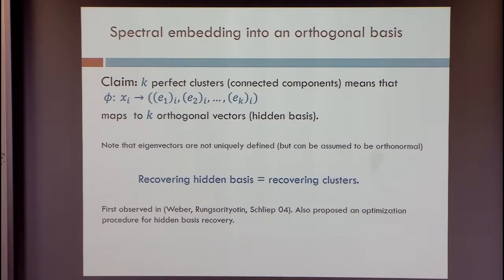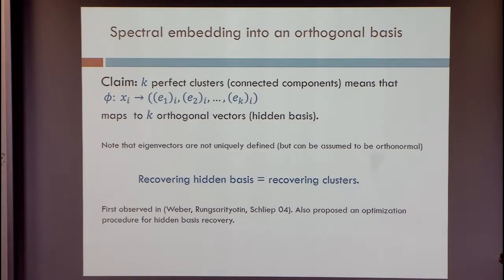So let me then switch to telling you why this makes sense. This optimization procedure to recover the clusters, there will be 2 arguments. One is properties of spectral embedding itself, this slide, and another will be the hidden convexity I was mentioning before. So first, what happens with spectral embedding that makes this optimization procedure meaningful?